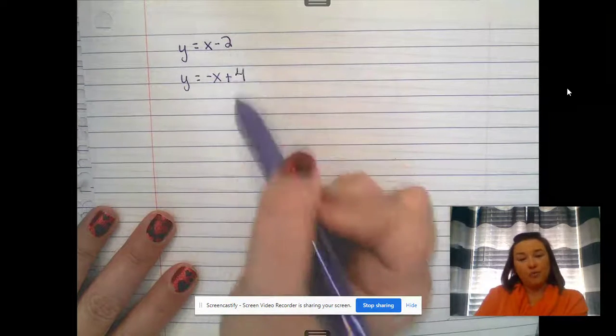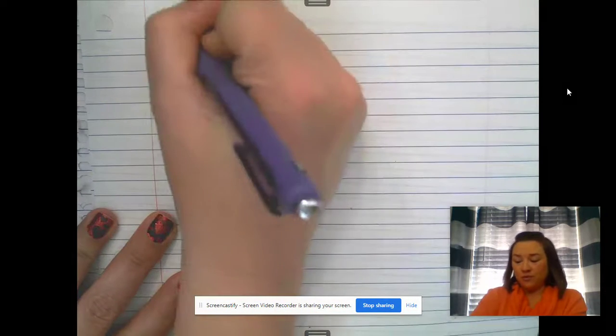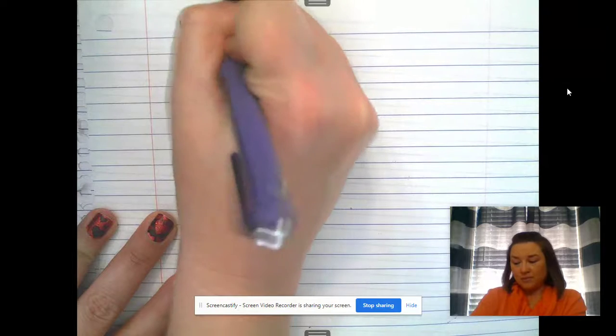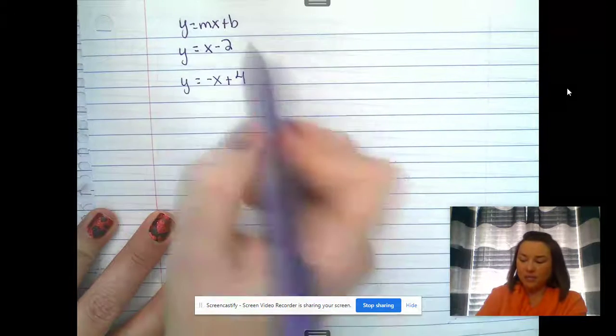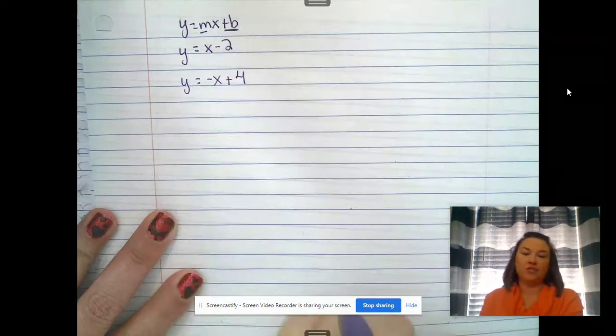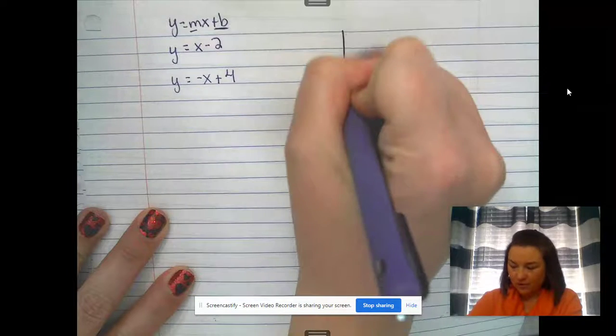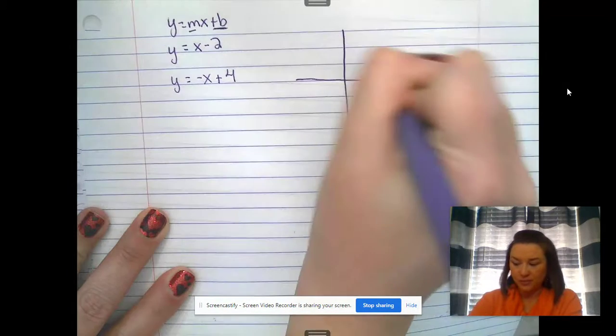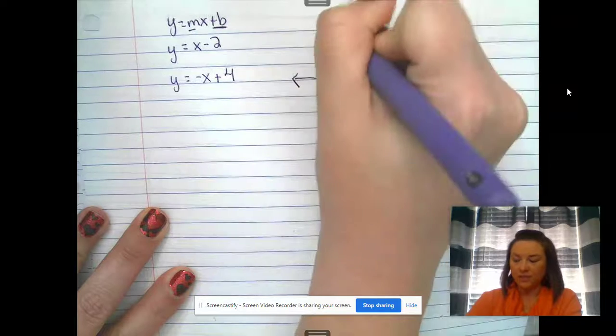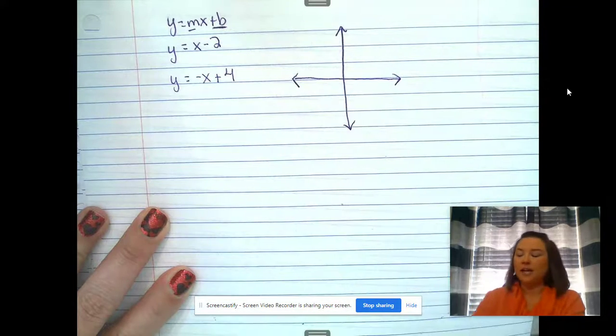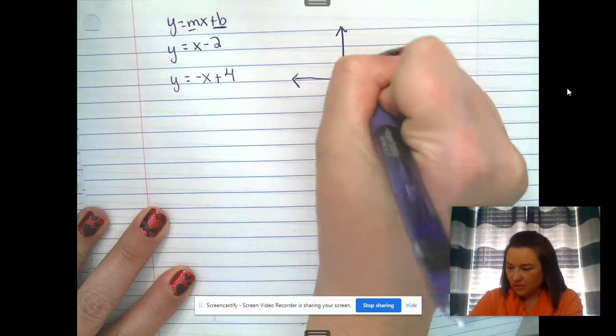So these two are both in slope-intercept form. Now I want to remind you, y equals mx plus b. Remember, b is your y-intercept and m is your slope. So if I draw a graph over here to the side, now normally on a test we would give you a graph because we know it's kind of hard to get one exact when you draw by hand. And I'm just going to fill in a few tick marks.